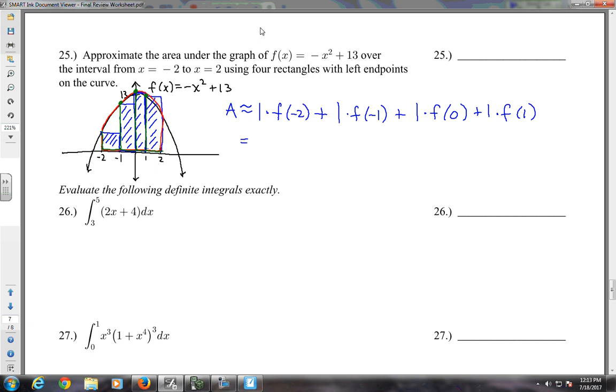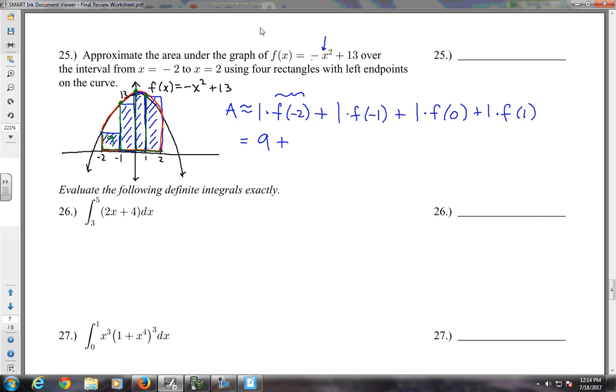Since all of those ones don't change the function values, I'm going to ignore them. So let's evaluate f of negative 2. If I plug negative 2 in for x and square it, I get positive 4, but this additional negative makes it negative 4, right? And negative 4 plus 13 gives me 9. So the area of my first rectangle is 9 square units.